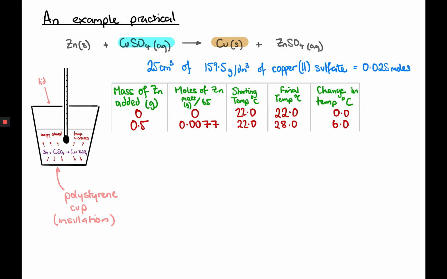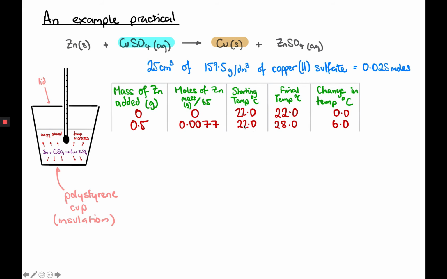So I'm going to start with 0.5 grams. The reason I'm doing the moles is I want to compare how many moles of zinc I'm reacting with the number of moles of copper sulfate. So I've always got this number of moles of copper sulfate. And if we look at our reaction equation, it's a 1-to-1 ratio. So if we compare this 0.0077 with the 0.025, we can see that the 0.025 is much bigger. So all of the zinc is going to be used up in this reaction.